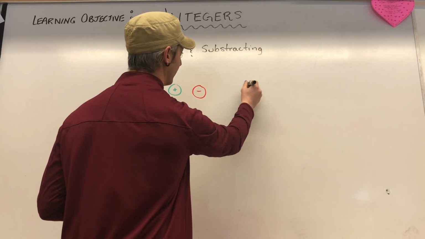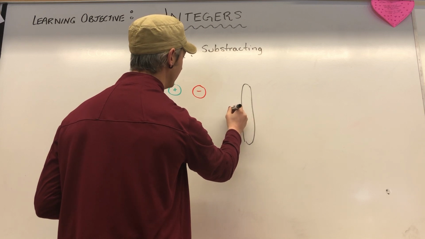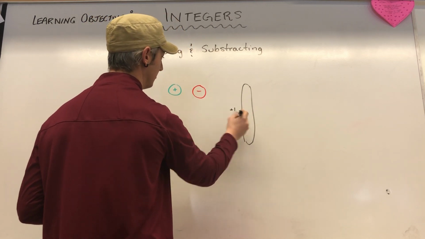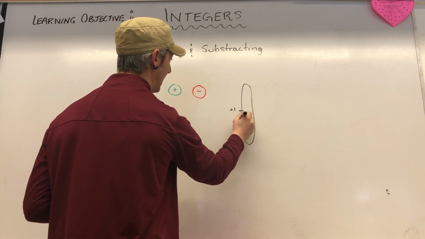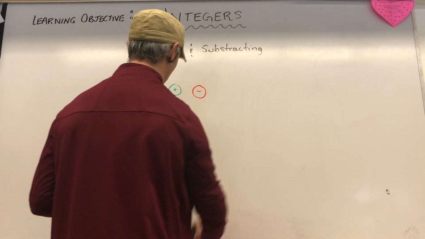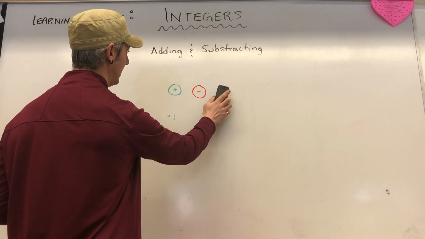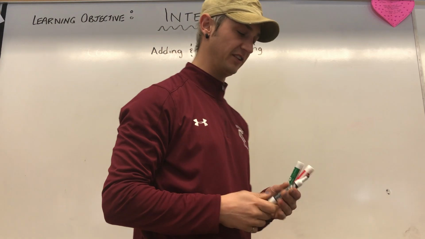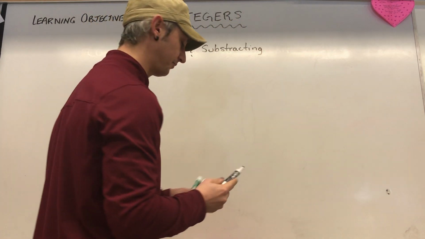Just think of a thermometer, for example. If I was at positive 1 degree Celsius and I drop, I meet a negative and I drop by 1 degree Celsius, I'm going to be at 0 degrees Celsius. So when a positive and a negative meet each other, they elope, they run away together, and they become 0. That's an important thing to know about integers. A positive 1 and negative 1 together make 0.